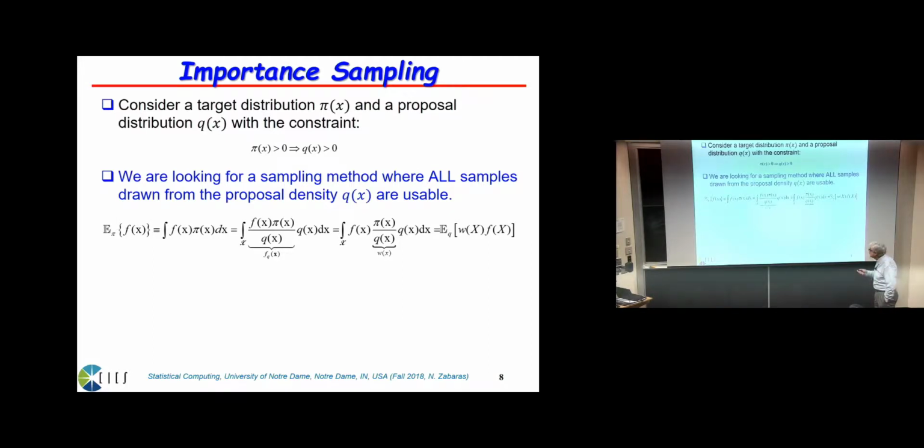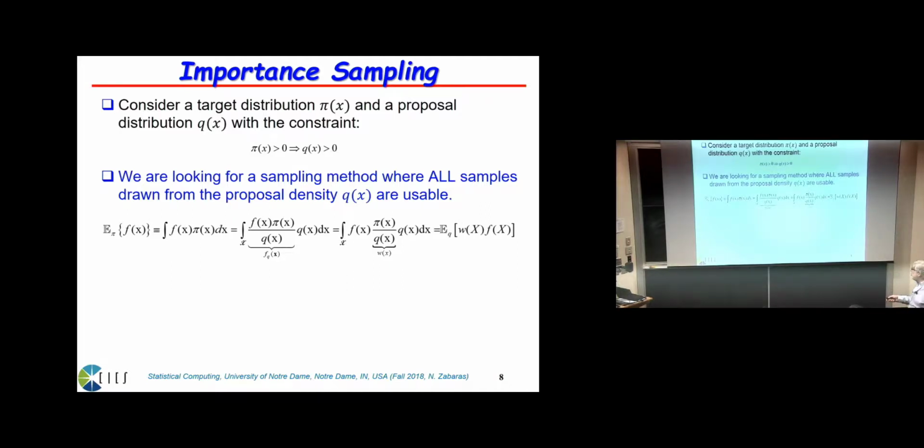Can you see that? It's an expectation with respect to q, not of f, but of f times pi over q, which is another function. As a matter of fact, I call that function f subscript q. Or, if I call this ratio pi over q as w, then my new estimator is really an expectation with respect to q of w times f, where w is the ratio pi over q.